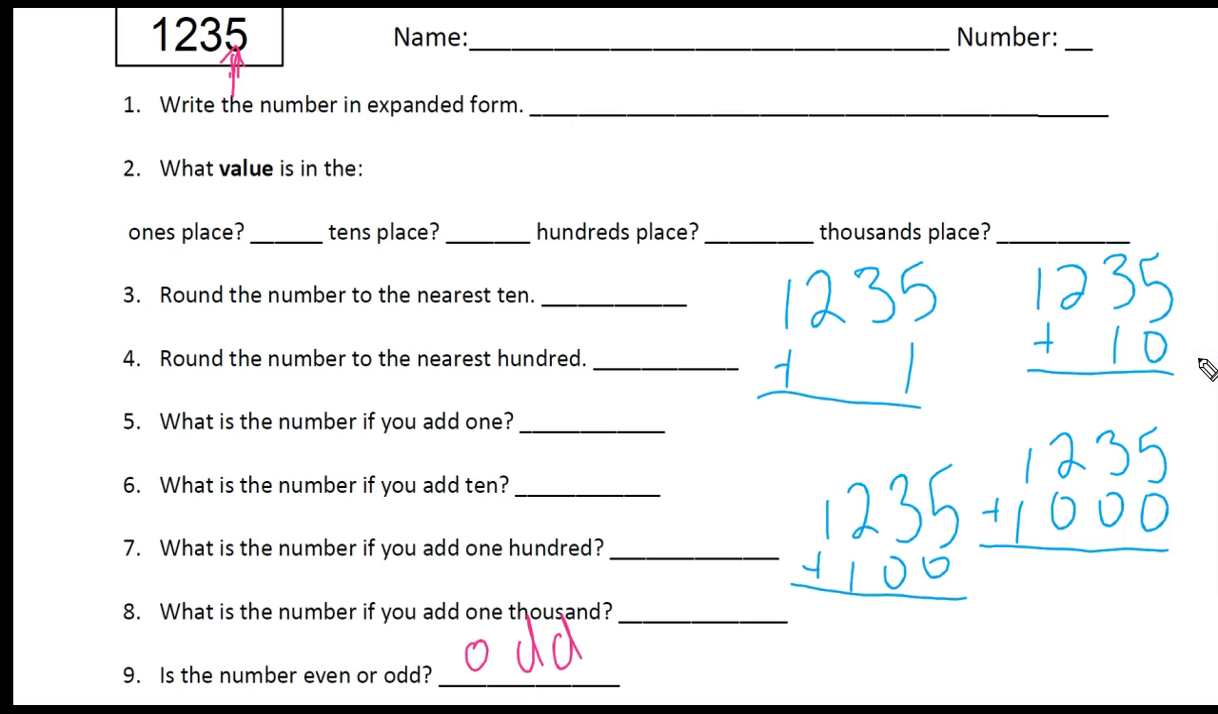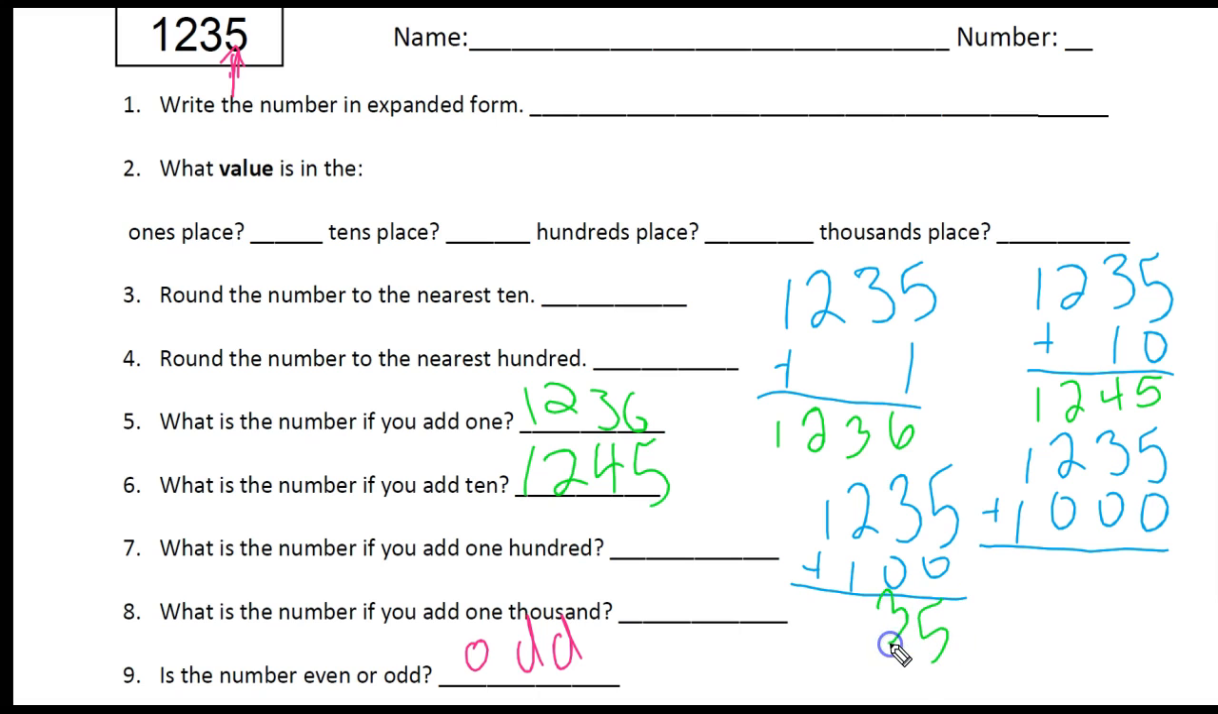Well, if I add 1, 5 plus 1 is 6, right? 3 plus 0 is 3. 2 plus 0 is 2, 1 plus 0 is 1. So if I add 1, I get 1,236. If I add 10, well, what's 5 plus 0? 5. 3 plus 1? 4. 2 plus 0 is 2, 1 plus 0 is 1. If I add 10, I get 1,245.